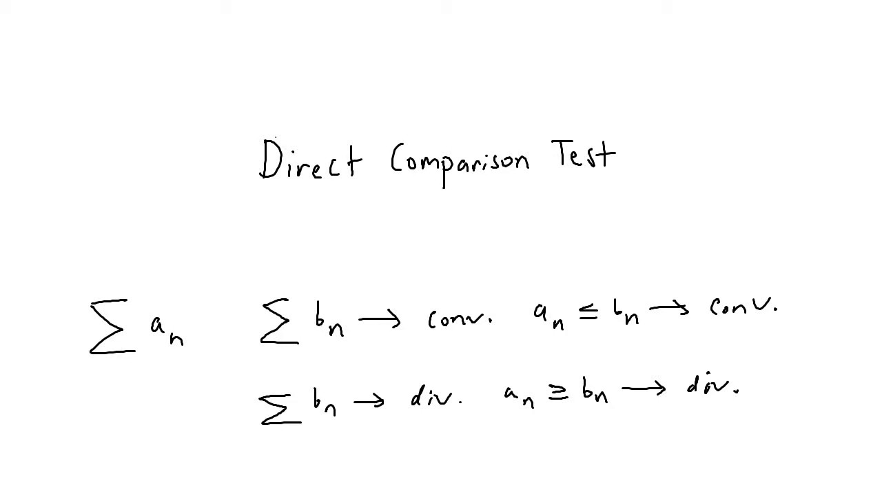Now if we get that b sub n is convergent and a sub n is greater than or equal to b sub n, then it's inconclusive. Or if we get that b sub n is divergent and a sub n is less than or equal to b sub n, it is also inconclusive. So in that case, you would probably have to use another test, and usually the limit comparison test would work. So it has to follow these strict rules here.